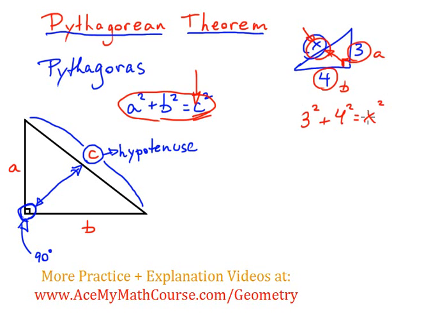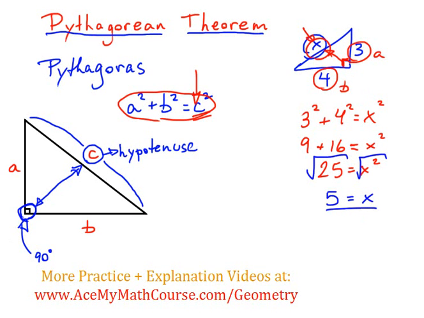C in this case is x, so we can write x squared. Now we can just solve for x. So 3 squared is 9, 4 squared is 16. It's equal to x squared. 9 plus 16 is 25. Then, right now we can actually take the square root of both sides of the equation. And the square root of 25 is just 5. Why is that? Because 5 times 5 is 25, right? So the square root of 25 is just 5.